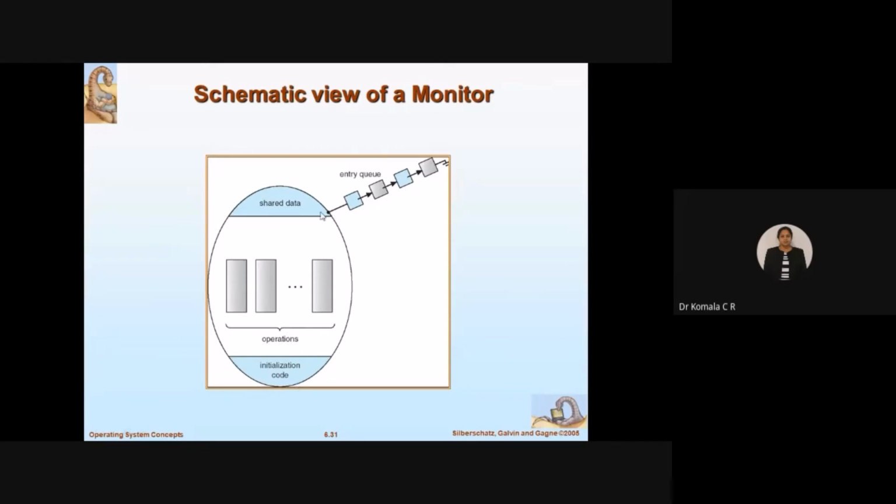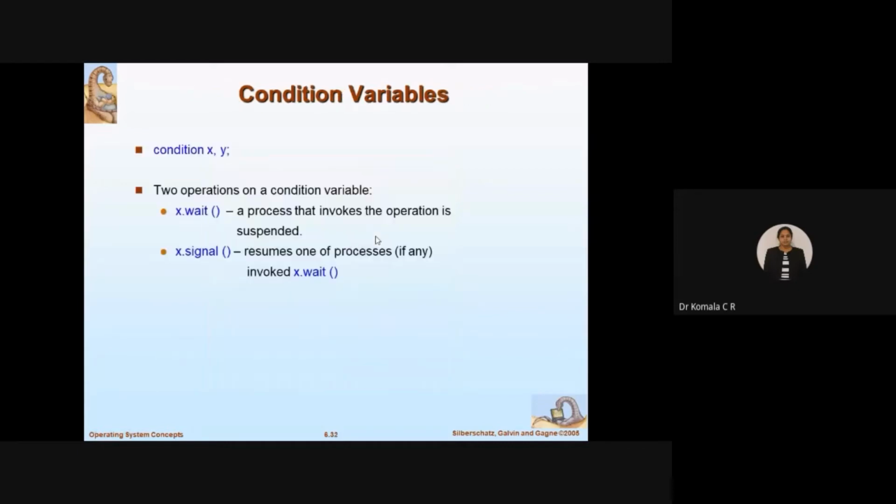But again, I may face the problem of deadlock. To avoid that, we go for some conditions X and Y. With the help of X and Y, with respect to one of the processes, we use wait and signal operations to suspend or invoke. If it is in wait, I'll suspend. If it is in signal, I will invoke. I'll resume the process. Fine.